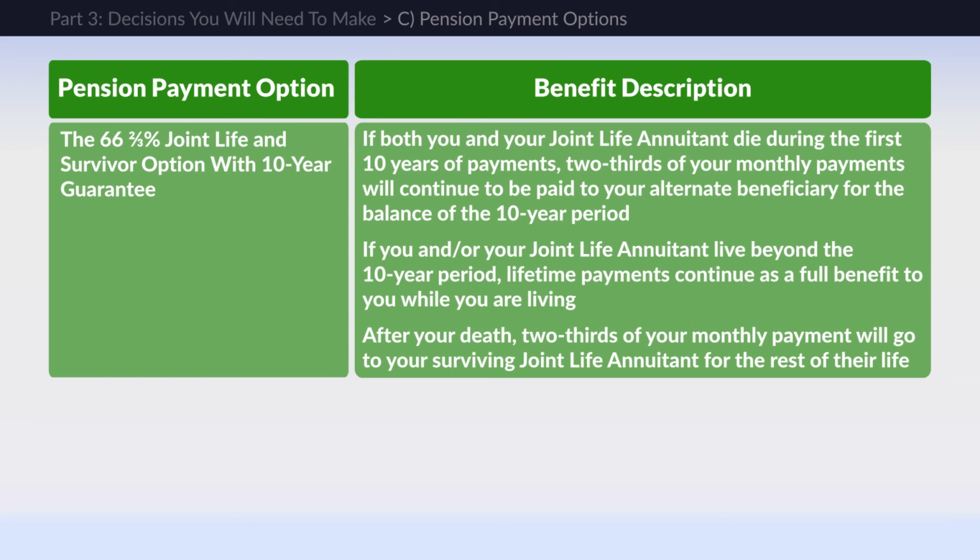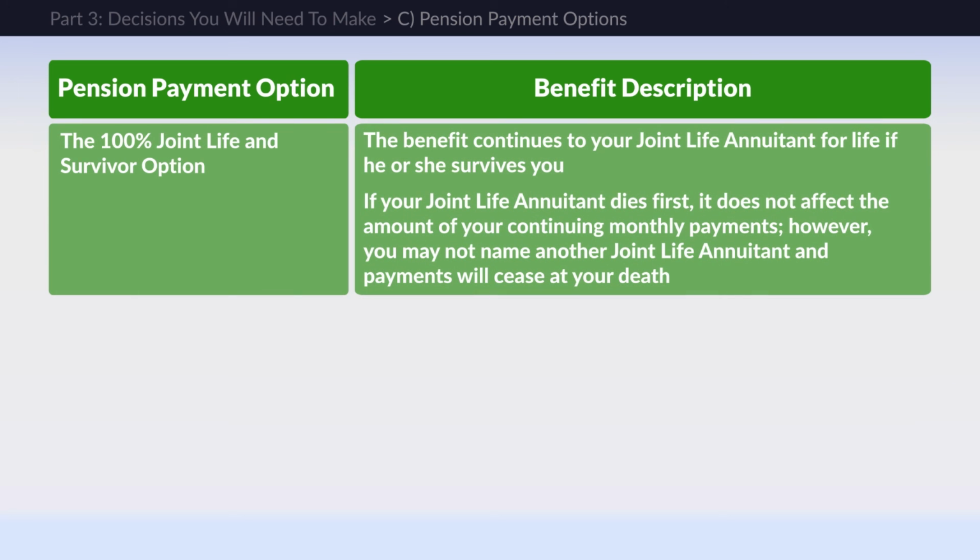upon their death. The 100% joint life and survivor option pays a lifetime income, smaller than any of the options above, as long as either you or your joint life annuitant lives. The same benefit continues to your joint life annuitant for life if he or she survives you. If your joint life annuitant dies first, it does not affect the amount of your continuing monthly payments. However, you may not name another joint life annuitant, and payments will cease at your death.